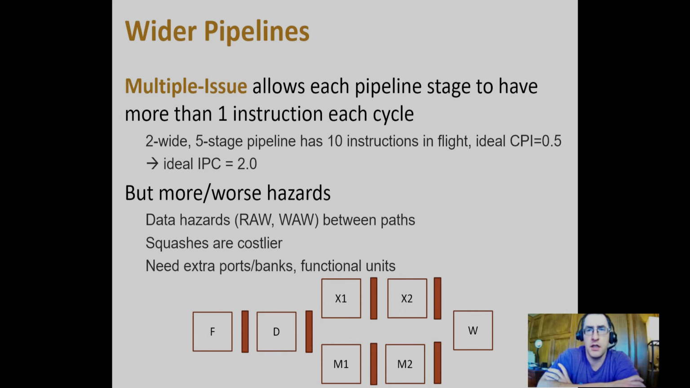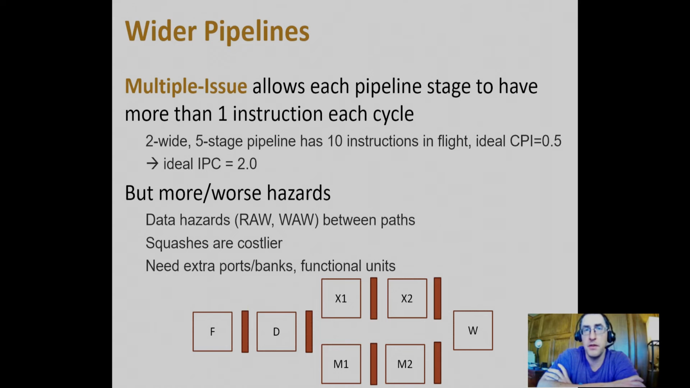Generally speaking, you're going to have this kind of conceptual diagram here on the bottom where you have a single fetch and a single decode stage, but they're now going to be fetching and decoding multiple instructions at a time. And then you're going to be able to issue those instructions to different pipelined units or different functional units.